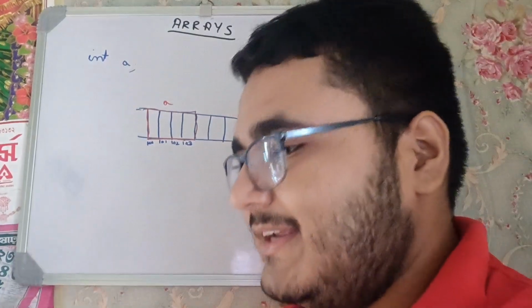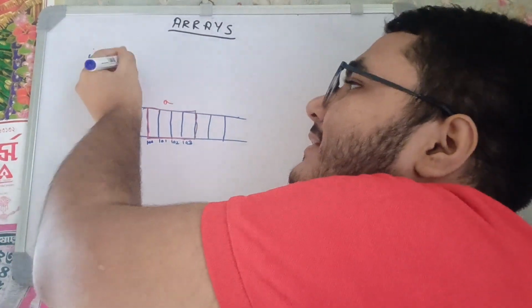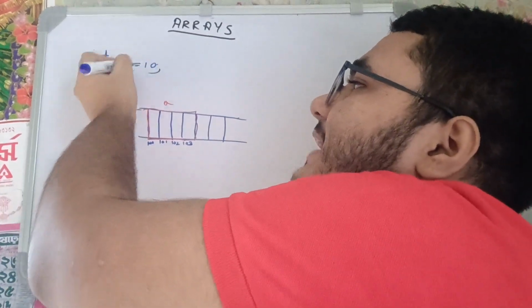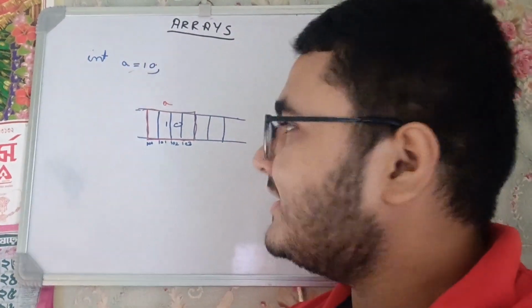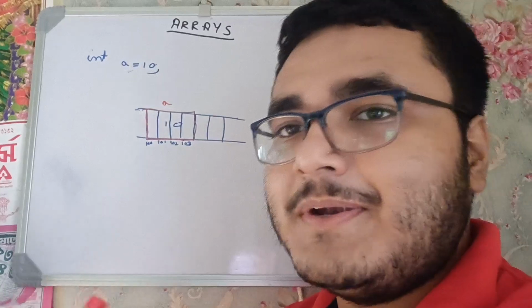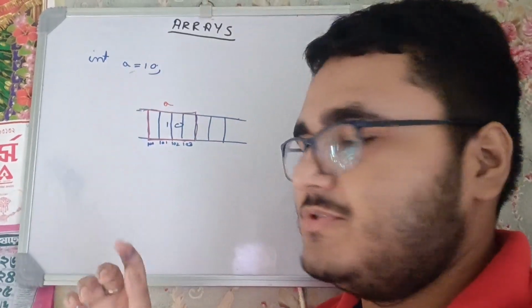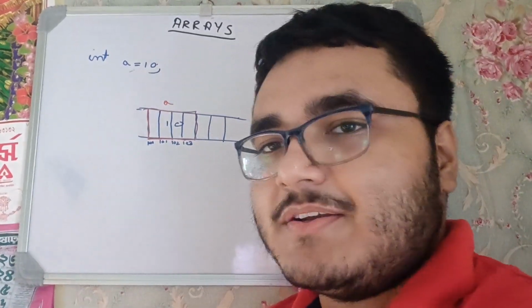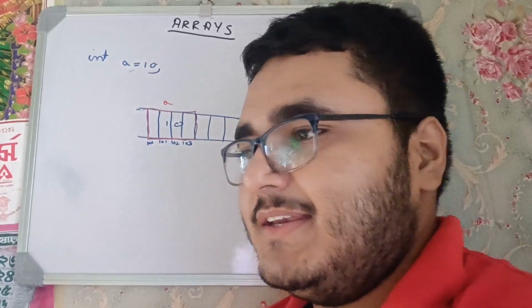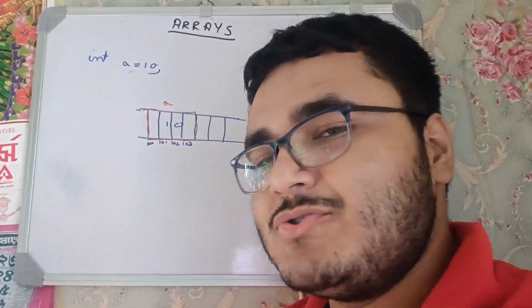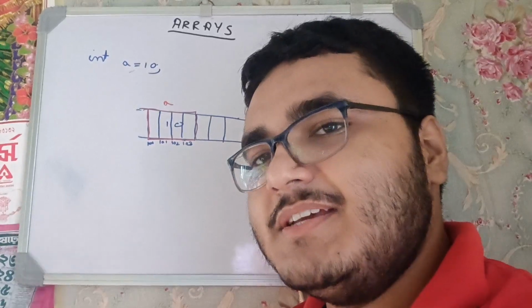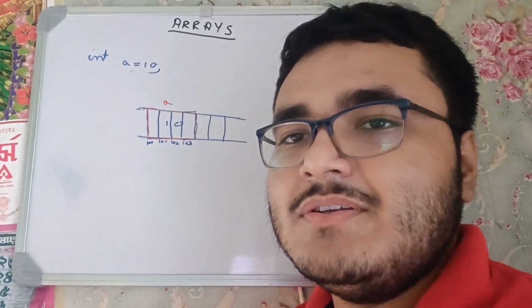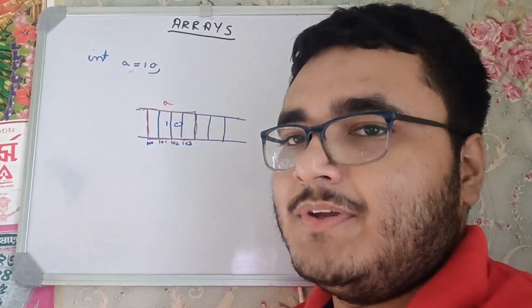Say if I am declaring int a is equal to 10, then it can only hold 10. Other than 10, it will not be able to hold any more values. But there are specific areas where we need to store more than one value, more than one piece of information, in a single variable, right?